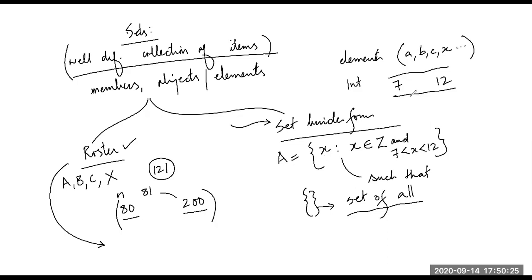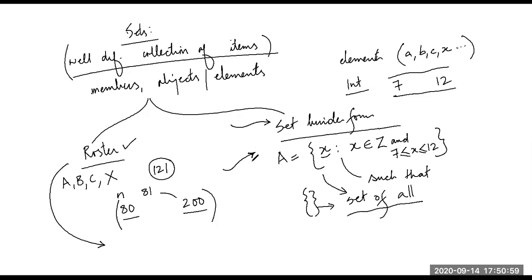So if somebody has said write a set of all numbers between 7 to 12 including 7 and 12, I'll write everything like this. A is the set of all x such that x belongs to Z, and here I will write the equal-to signs also. So this is the way, students, I'm going to represent sets in set builder form.